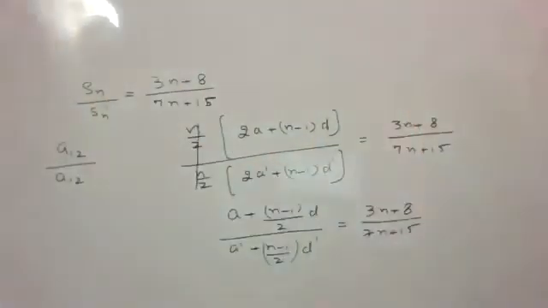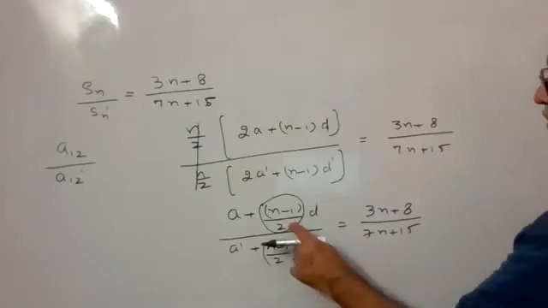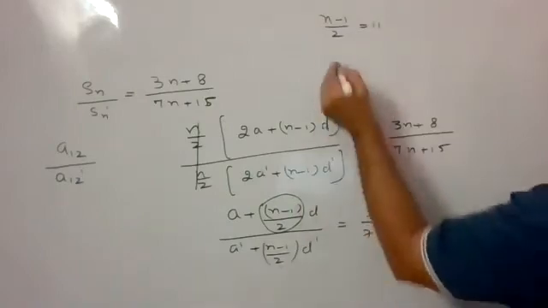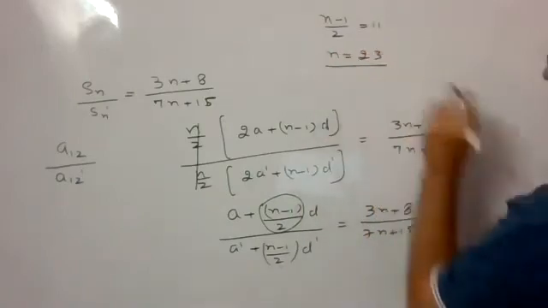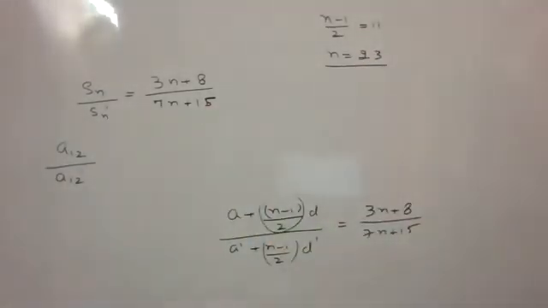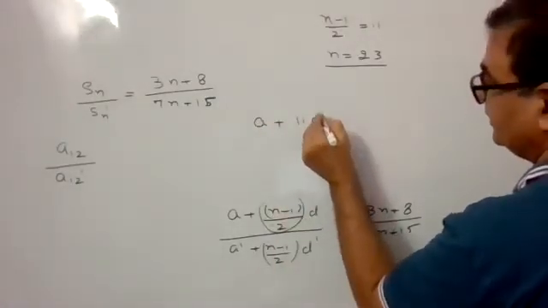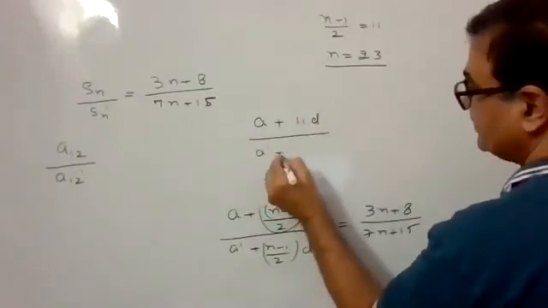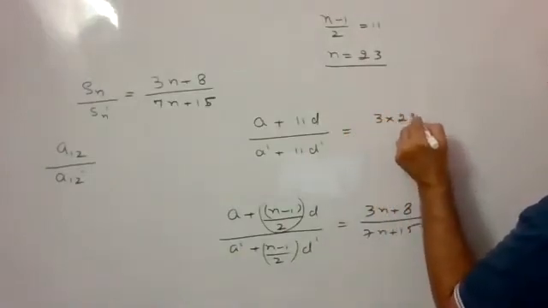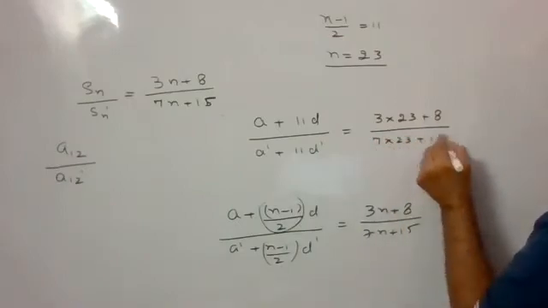Now in this case, you want the 12th term ratio, which means it should be 11. So I should say n minus 1 by 2 comes out to be 11. That means n will be 23 to be placed. Now when you place n as 23, what do I get here? 23 minus 1, 22 by 2, that is 11d. Here I got a dash plus 11d dash. And this is 3 into 23 plus 8 by 7 into 23 plus 15.